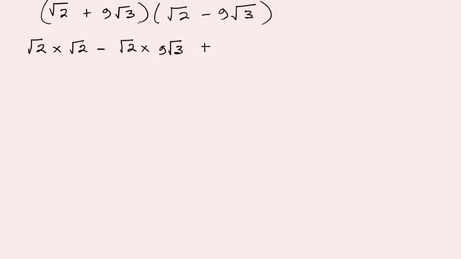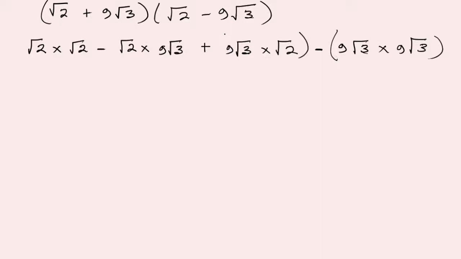Plus 9 root 3 multiplied by root 2, minus 9 root 3 multiplied by 9 root 3. So we have all our expressions taken care of. Now this becomes root 2 multiplied by root 2 is going to be equal to 2. And we remember that from root a multiplied by root a becomes a. Remember this law. So root 2 multiplied by root 2 becomes 2.